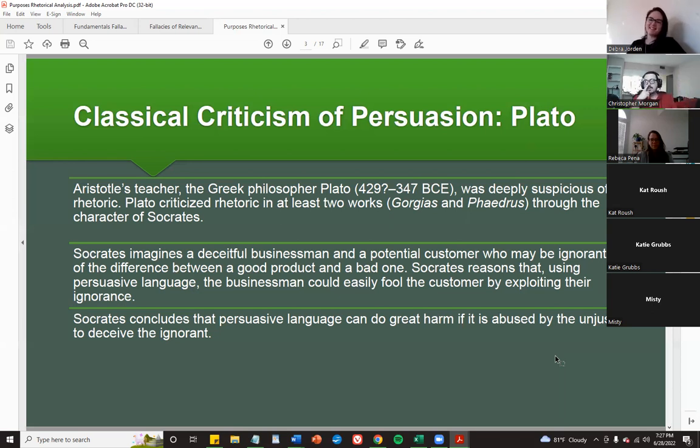That's exactly Plato's criticism of rhetoric, is that Socrates imagines that there's a deceitful businessman and some potential customer who he knows is ignorant of the difference between a good or a bad product. And the deceitful businessman, Socrates reasons that by using persuasive language, the businessman can easily fool the customer by exploiting their ignorance, right? The example he uses is, I could sell you a donkey as if it were a horse, right? If you don't know the difference between a horse and a donkey, and I just said, I've got a really great animal, it's got 2 pointy ears and it walks on all fours and it's got hooves and it carries stuff. That's broadly equivocating between a horse and a donkey, right?